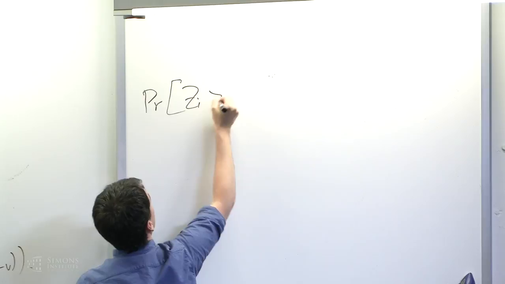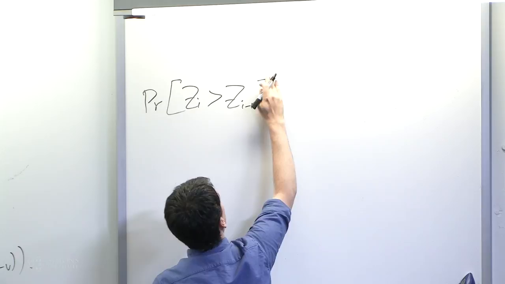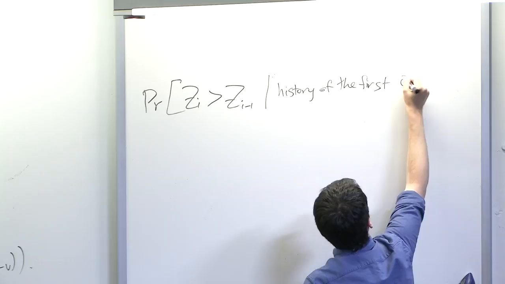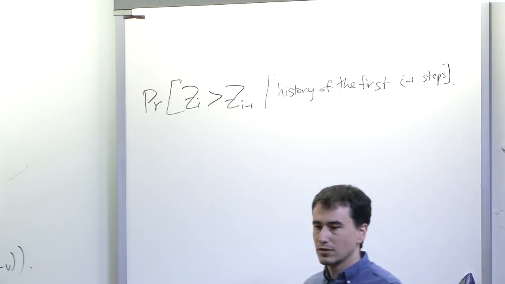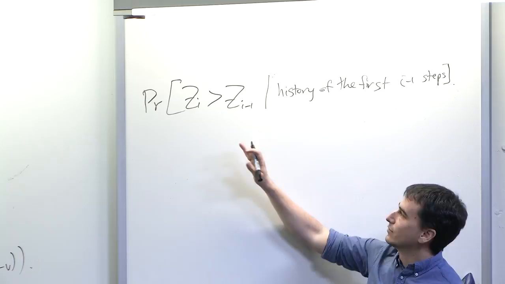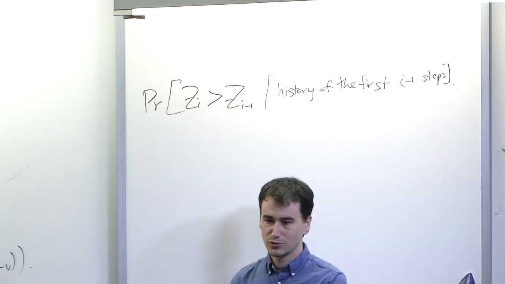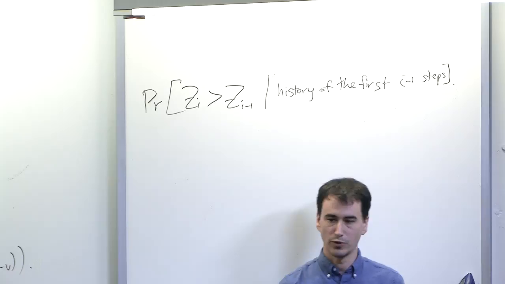Say that the probability that Zi is bigger than Zi minus 1. And I want to condition on everything that happens in the history of the first i minus 1 steps. So I want to show it no matter what I did in the first i minus 1 steps. So I just want to show that this is small. So let's say that I fixed the history. So I already fixed x and I fixed the history, a1 up to ai minus 1. So it means that I reached a particular vertex in the i minus 1 layer.